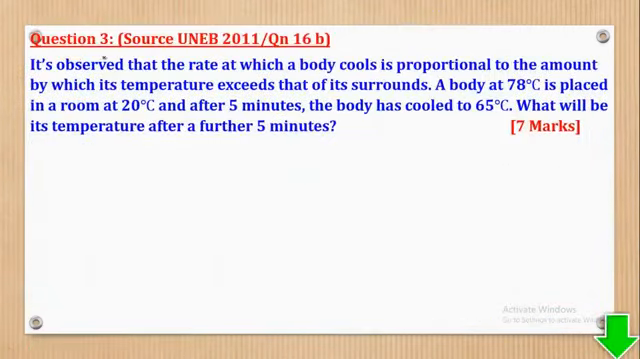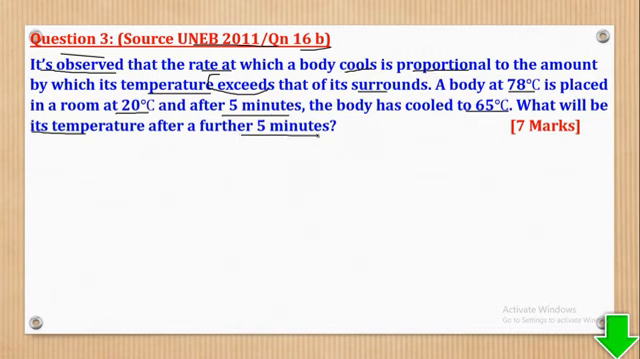Now we shall go to question 3, which came from UNEB 2011, paper 1, question 16b, and says, it is observed that the rate at which a body cools is proportional to the amount by which its temperature exceeds that of the surrounding. Note this word, exceeds. A body at 70 degrees Celsius is placed in a room at 20 degrees Celsius, and after 5 minutes, the body has cooled to 65 degrees Celsius. What will be its temperature after a further 5 minutes? Note this word, further 5 minutes.